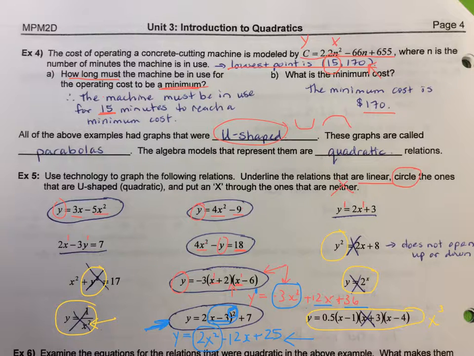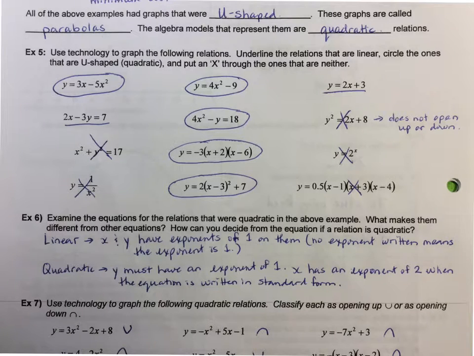So in summary, I had written down here that to be linear, our x and y have exponents of 1 on them. No exponent written means the exponent is a 1. That means it's going to be linear. We knew that probably, or we should have known that from grade 9 last year.